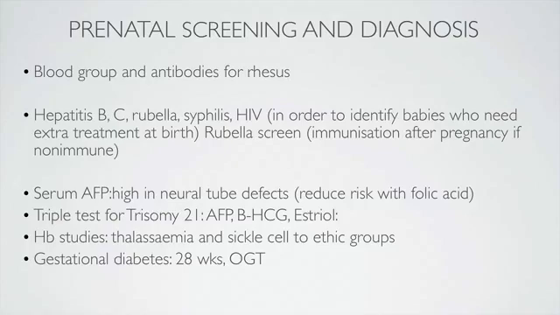So we test for hepatitis B because we can give the fetus an injection after birth to reduce the transmission of hepatitis. We test for rubella because if a woman is found to be non-immune to rubella, we offer her the MMR vaccine after birth. And we test for HIV in order to identify babies who need extra treatment after birth.